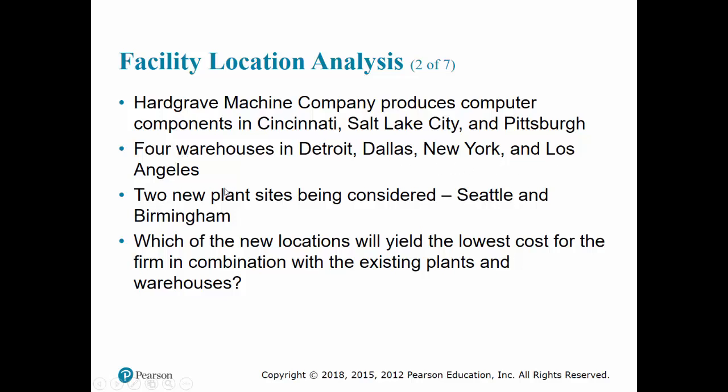Now, the company is considering building a new plant either in Seattle or in Birmingham. And they have production cost in Seattle and transportation cost out of Seattle into the four warehouses, and the same set of costs for Birmingham. So the question is, in which of the two cities should we build our new plant? And then with that new plant, what would be the transportation schedule? Obviously we want the lowest possible cost. So let's head on over to Excel.